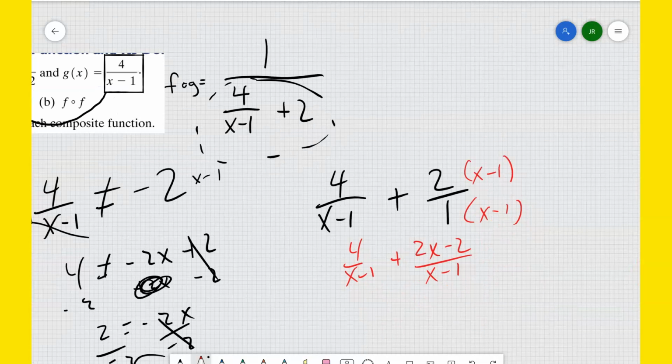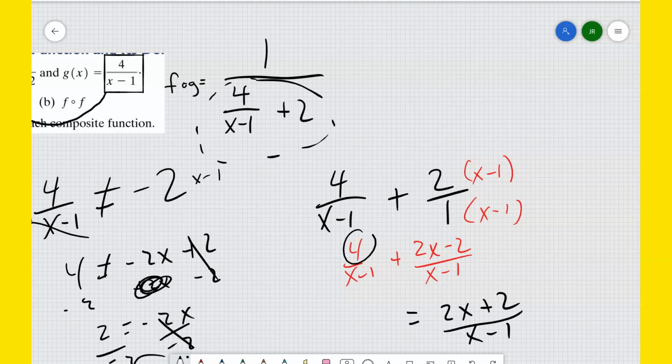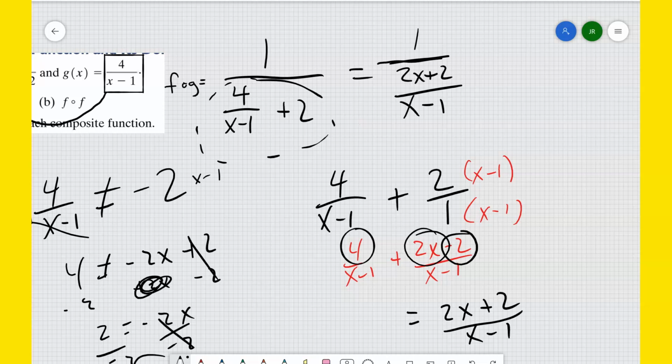And I can combine those to make... combine my like terms on top here and it becomes 2x plus 2 over x minus 1, because the 4 and the negative 2 combined to get the positive 2 right there. And the 2x didn't have a like term, so it just came as it was. Remember that the denominators do not change when you add fractions. They just stay like they are. So 2x plus 2. So now this becomes 1 over 2x plus 2 over x minus 1.